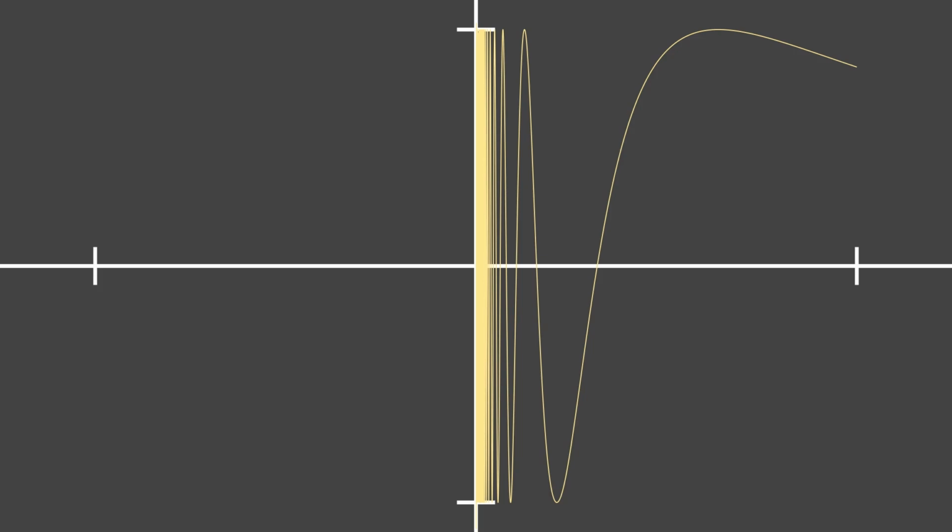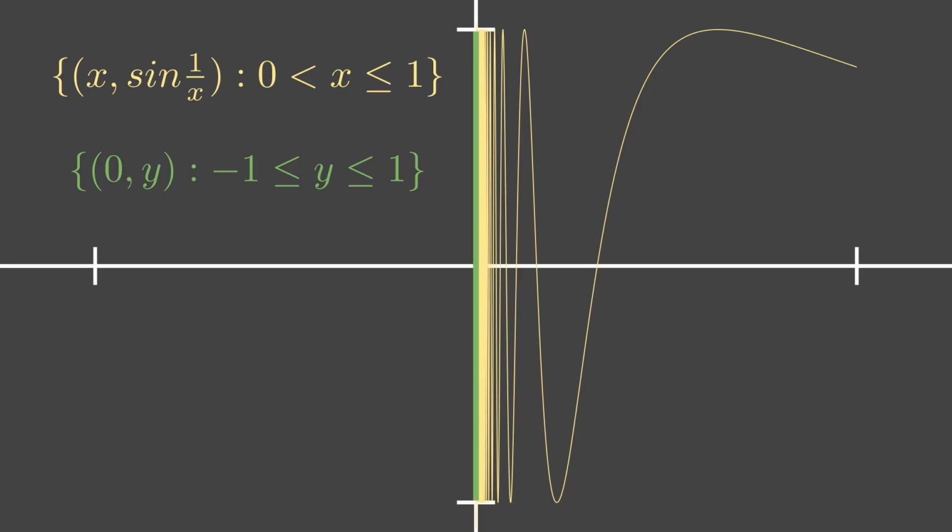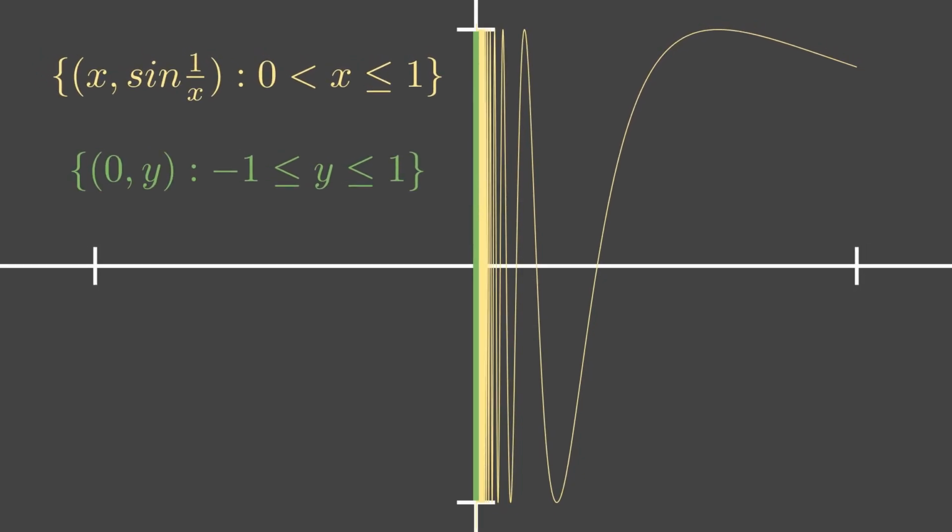Now we will add all the points on this vertical green strip. Observe that any point on this green strip is a limit point to the graph. Thus, the combination of the yellow and green is a connected set. But we claim that this set is not path connected.